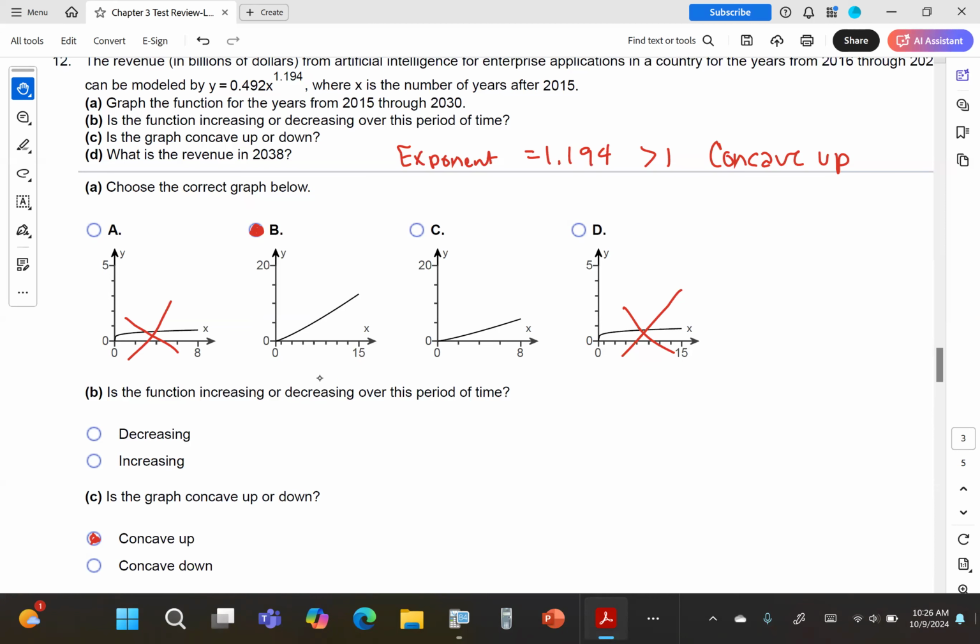It's also increasing. Power functions increase. That is what they do. If the coefficient's positive and the exponent is positive, they're going to be concave up or down, but they are going to be increasing. So if you graph this using the window from 0 to 15 and 0 to 20, then you can see that it's B. I'll let you do that.